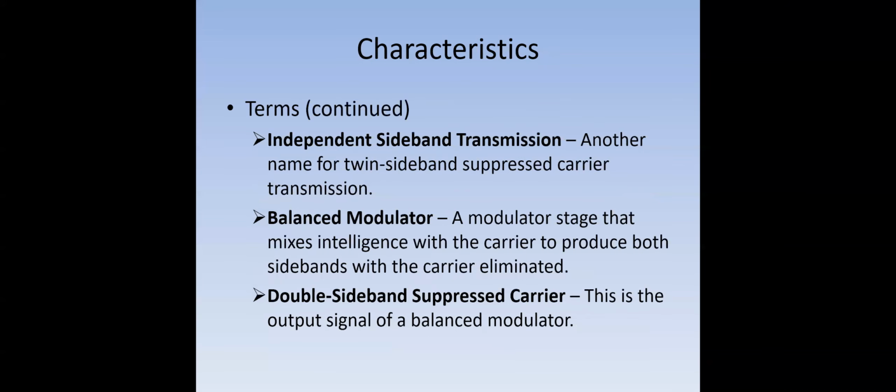All right, independent sideband transmission, another name for twin sideband suppressed carrier transmission. So it's just synonymous with twin sideband suppressed. Balanced modulator: the modulator stage that mixes intelligence with the carrier to produce both sidebands with the carrier eliminated. Again, this is removing the carrier. Double sideband suppressed carrier is the output signal of a balanced modulator. And all this balanced modulator stuff, you guys are going to be doing heavily in your lab, so you're going to learn a lot more about this.